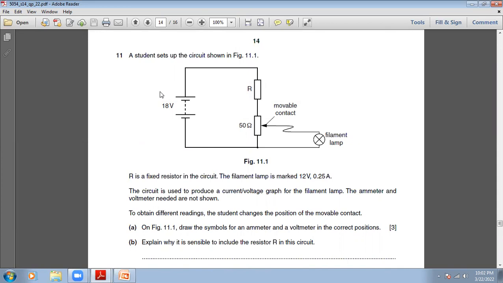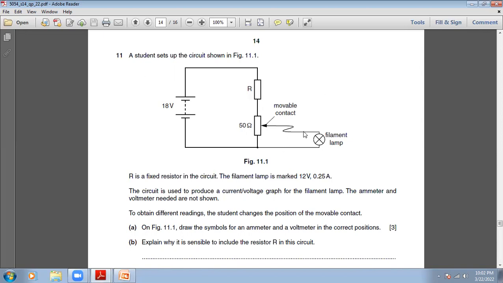The filament lamp is marked 12 volt 0.25 ampere. The circuit is used to produce a current voltage graph for the filament lamp. The ammeter and voltmeter needed are not shown. To obtain different readings, the student changes the position of the movable contact. On figure 11.1, draw the symbols for an ammeter and a voltmeter in the correct positions.